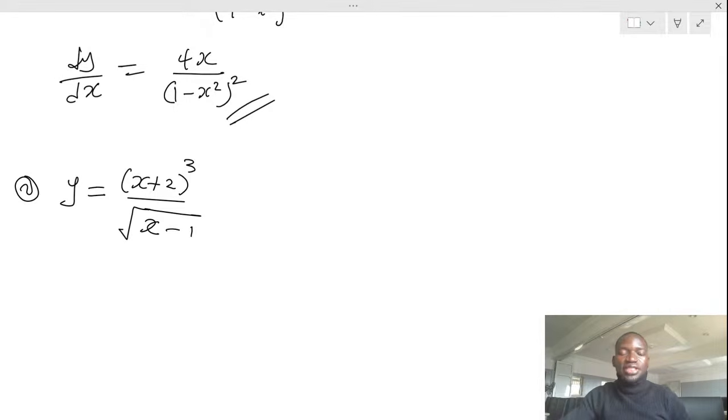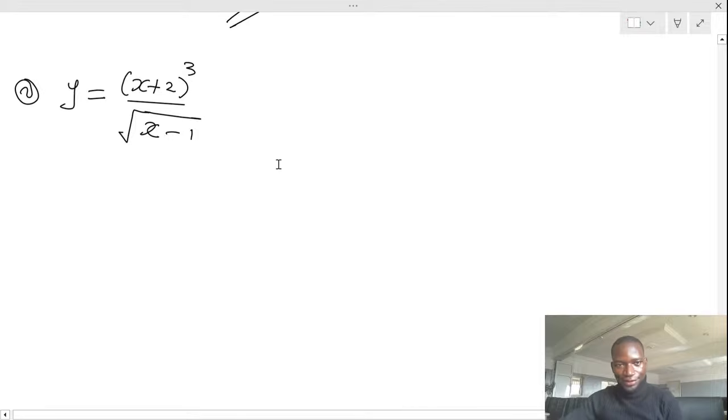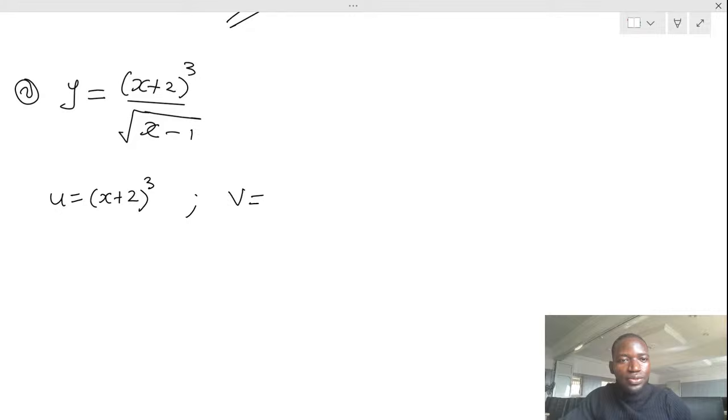You're still going to use the same idea we just used. Identify your u and identify your v. So let the numerator be your u and your denominator will be your v. So let's go. Our u is going to give us x plus 2 all raised to the power 3. Then our v also is going to give us what? The square root of x minus 1.